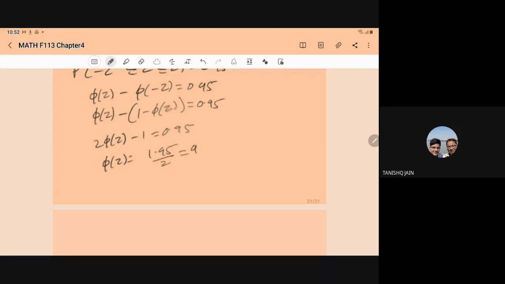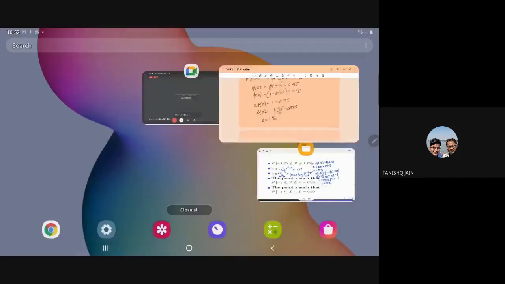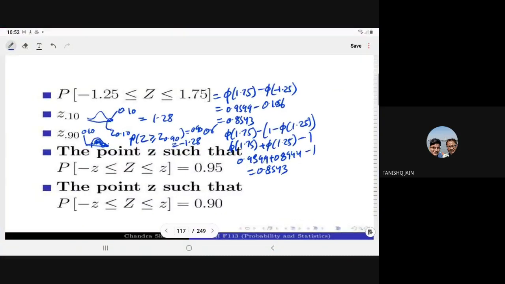That is 0.975. So when we see the value of 0.975, this will become Z is equal to 1.96. Z is equal to 1.96. So it is a very standard result, right?